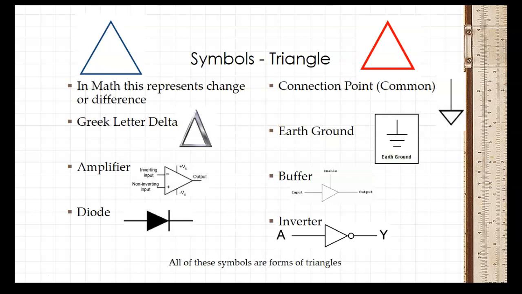So then we have what's called a buffer, and we have inverters. You should notice that half of these are from electricity and electronics. But we like to use the triangle. Why? Because a triangle points the way, right? It's a good thing about a triangle. It can point the direction you need to go.